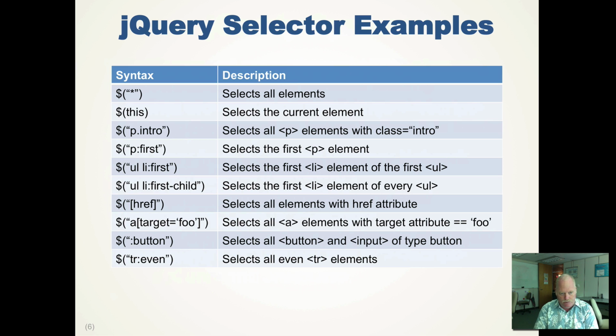You can use the colon notation, so p first, select only the first paragraph in the page. You want to select the first unordered list item. You can select the first child of the first of all elements. Href, select all elements with the attribute. Links with the target of foo. All the buttons or input types of buttons, and then you even have evens or odds, so you can say I want all the even rows or all the odd rows. So very powerful. Their selector language is very powerful.